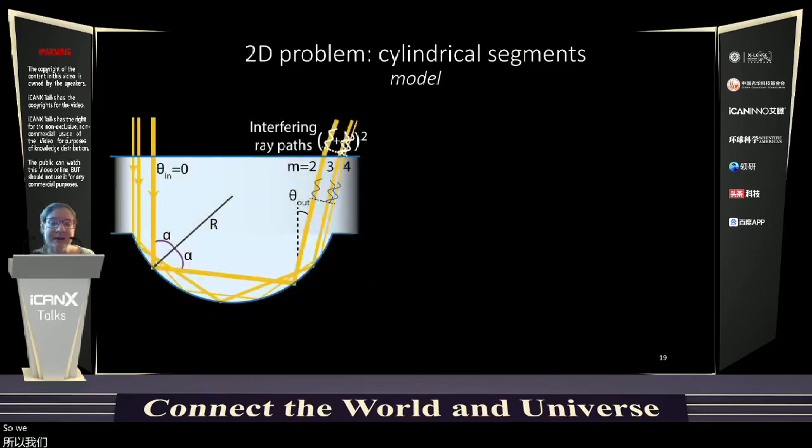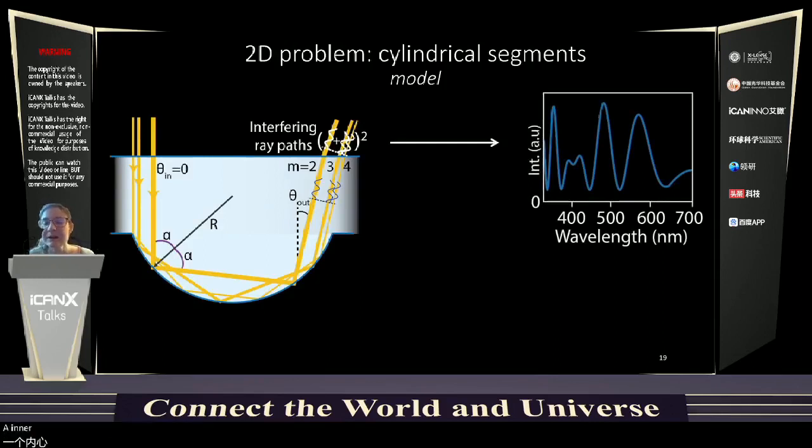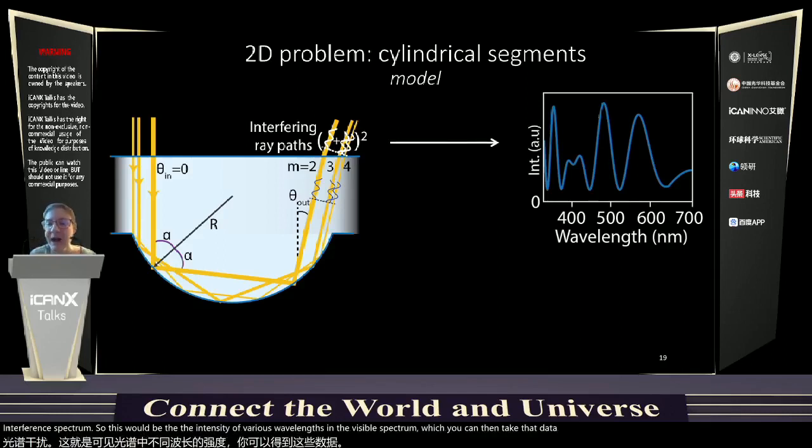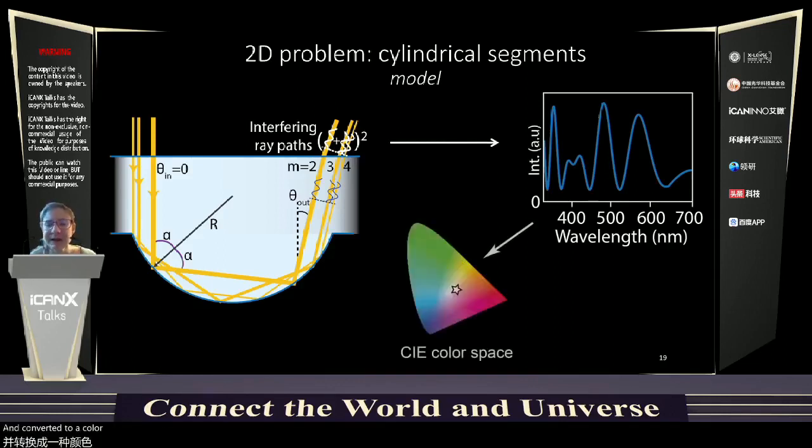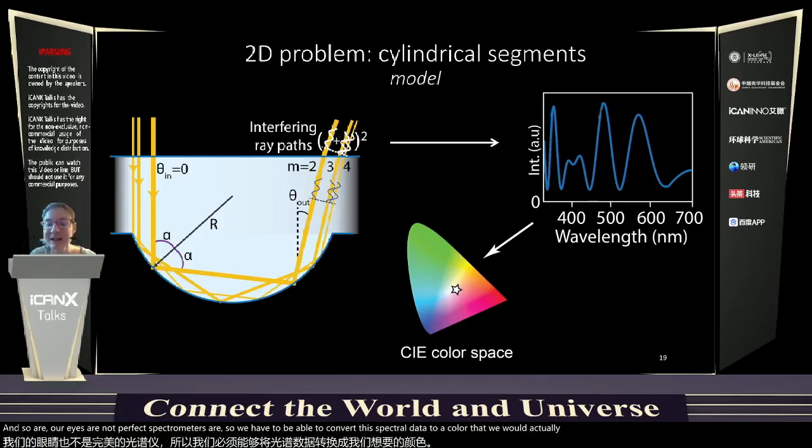So we devised this model that could predict, for a given geometry, refractive index contrast, and input light angle, for every output light angle, an interference spectrum. So this would be the intensity of various wavelengths in the visible spectrum, which you can then take that data and convert it to a color in CIE space. Our eyes are not perfect spectrometers, so we have to be able to convert this spectral data to a color that we would actually see in order to compare it to our experimental photographic results.